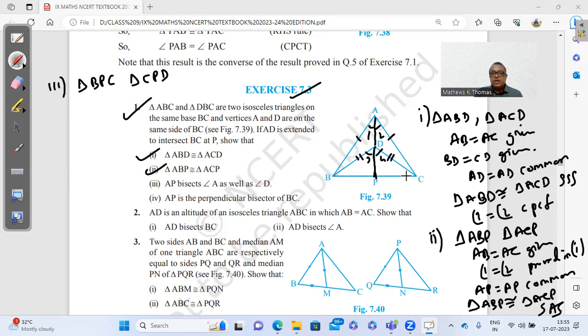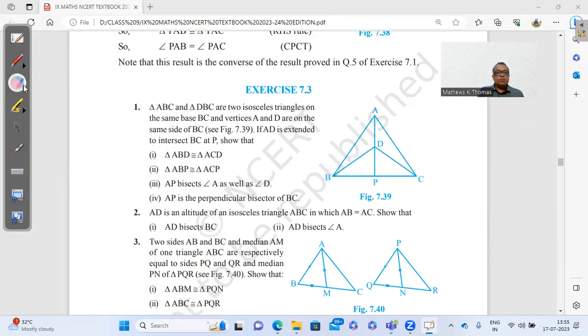So BD equal to CD, that's one condition we have, right? Because this is already given to us. So we are taking triangle BPD and triangle CPD. We are taking the third part. First two done. BPD and CPD. So here we need to prove 3 and 4 are equal. So for that we are taking this.